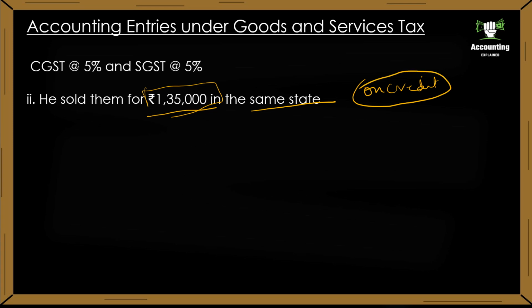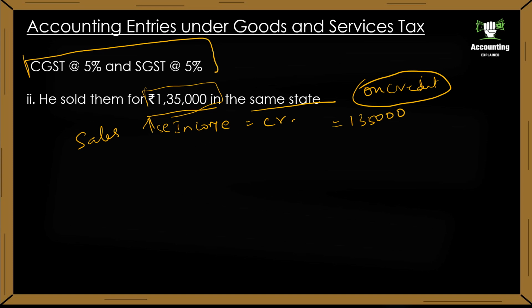Okay. So, when you sell goods for the business, then it is called as sales. Sales means increase in income. When there is increase in income, you have to credit it. Okay, what is the amount? 1 lakh 35,000. Next, CGST at 5% and SGST at 5%. This you are going to collect from debtors. Since you are going to collect from debtors, though it is a tax, you are going to pay it later. We assume it as increase in income.